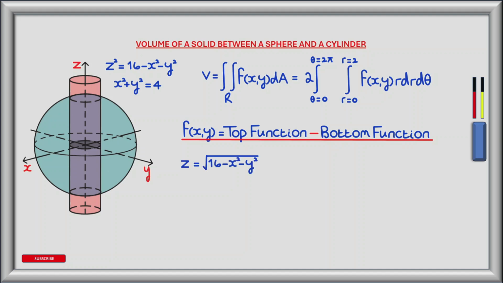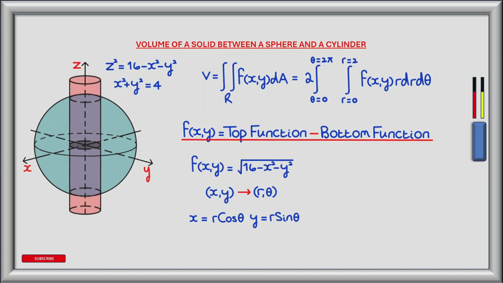Looking at the equation of the upper hemisphere of the sphere, we have z is equal to the square root of 16 minus x squared minus y squared. And setting x and y to be 0 gives z is equal to the square root of 16, which equals 4. The equation of the xy plane is z equals 0. So in this case, our top function is z equals the square root of 16 minus x squared minus y squared. And subtracting the bottom function from the top function gives us our height component f of xy, which is equal to the square root of 16 minus x squared minus y squared.